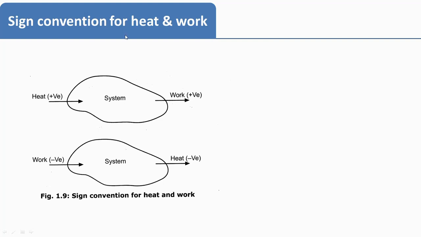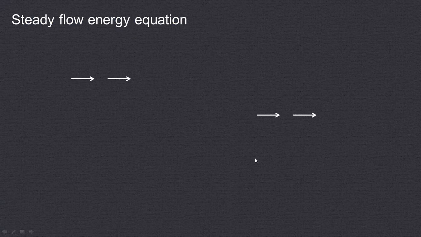The sign conventions which we have used for heat and work are as follows. When heat is supplied to the system, it is considered as positive. As you can see, heat is supplied to the system. When heat is rejected from the system, as you can see in the next figure, it is considered as negative heat. When work is supplied to the system, it is considered as negative work, and when work is obtained from the system, it is considered as positive work.